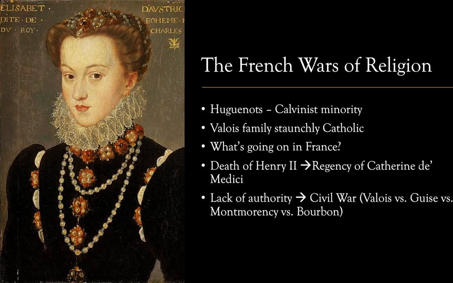But despite Catherine's prowess at leading the state, this still was perceived as a lack of authority. And that ultimately led to a civil war in France between several powerful families: the Valois, who were the monarchs, the Guise, who were a powerful Catholic family, the Montmorencys, which were a Protestant family, and the Bourbon, which were another Protestant family.